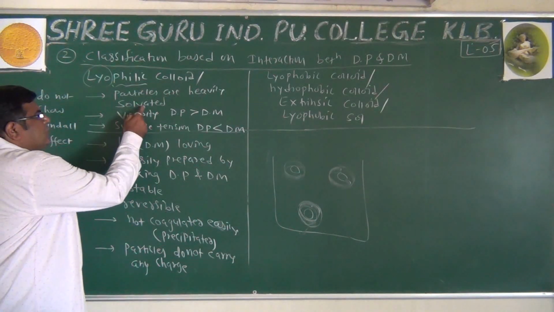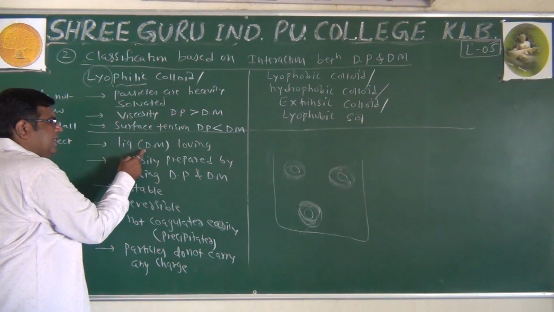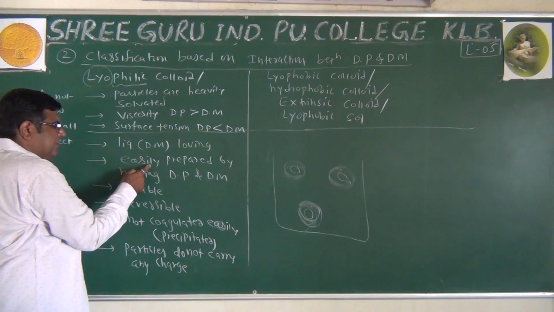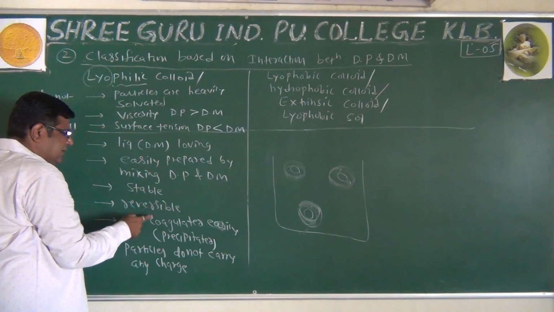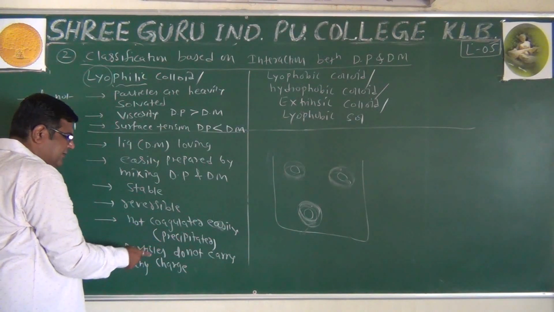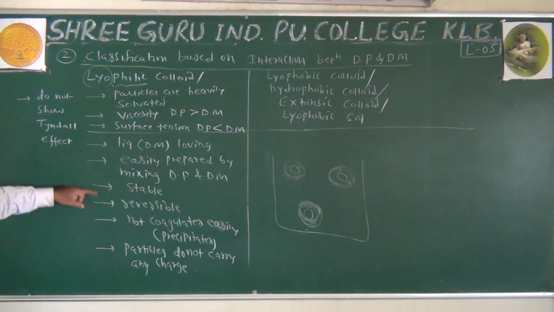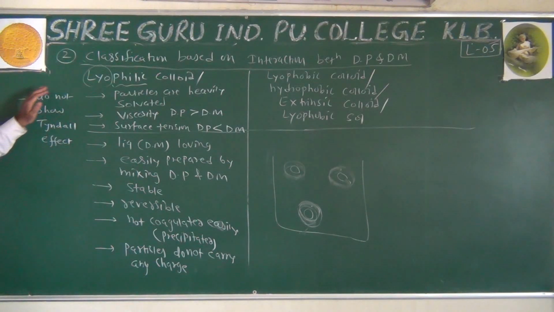But the particles are heavily solvated, the viscosity of DP is greater than DM, and the surface tension of DP is less than DM. They are dispersion medium loving, easily prepared, stable, reversible, not coagulated easily, do not get precipitated easily. Particles do not carry any charge and do not show the Tyndall effect. So these 10 properties we should be able to understand when we are asked to write the properties of lyophilic colloid.